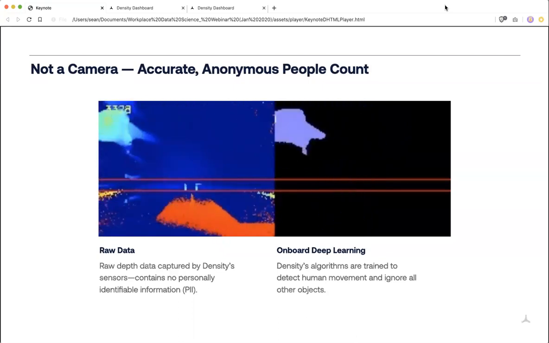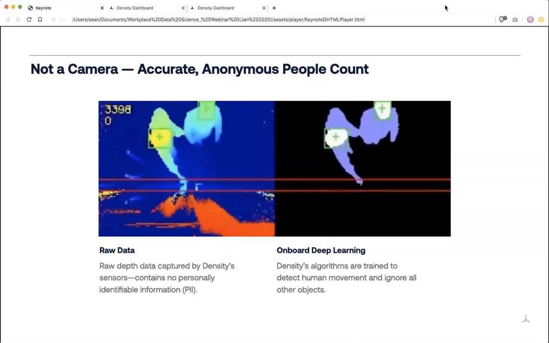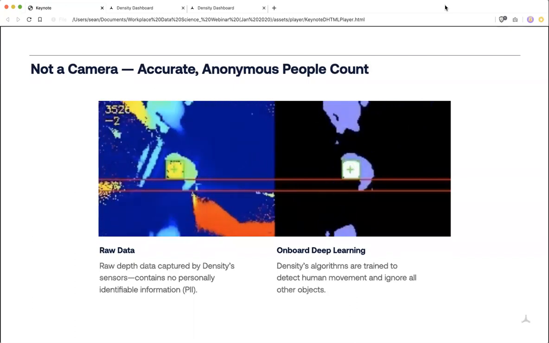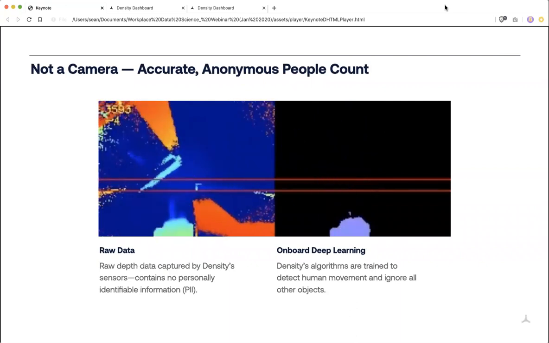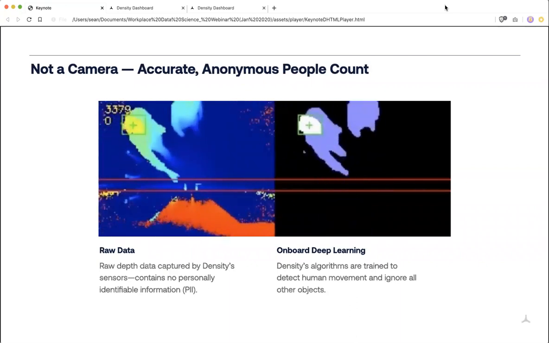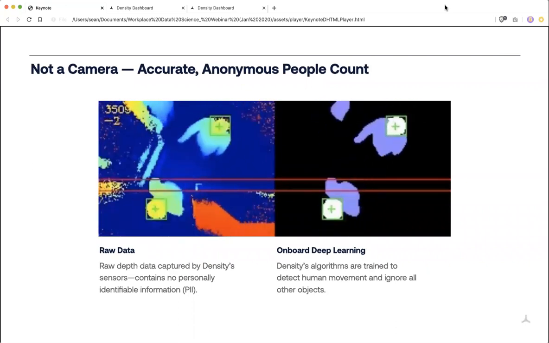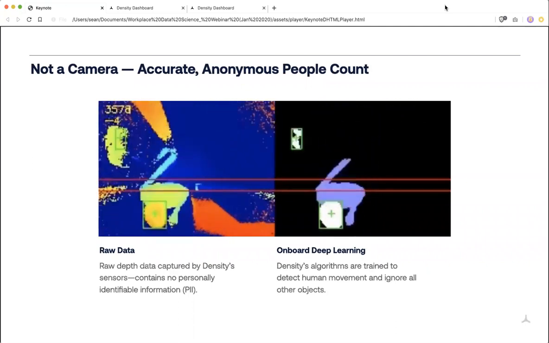So all those fun buzzwords of machine learning and onboard deep learning, this is what it means. It's able to actually recognize what is a human and what isn't without collecting any personally identifiable information. And that's our unique approach. And we built that technology from the ground up. And we believe that's how you should go about this. And we'll tell you a little bit more about it.